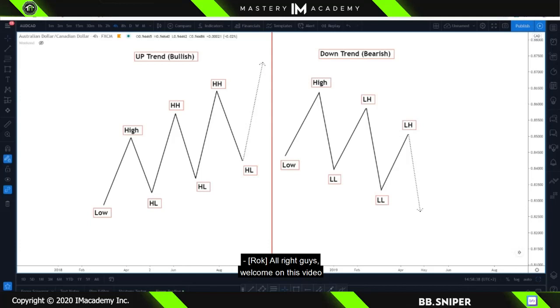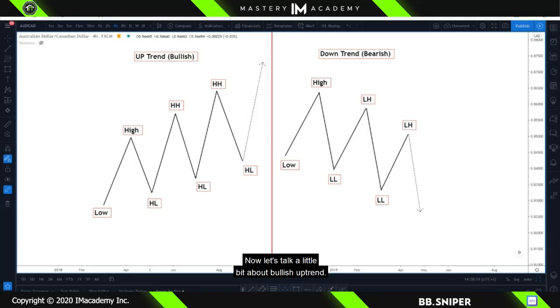Alright guys, welcome to this video where we're going to be talking about structure, where we're going to be talking about trends. And as you can see guys, on this screen we have the uptrend on the left and we have a downtrend on the right side of the screen.